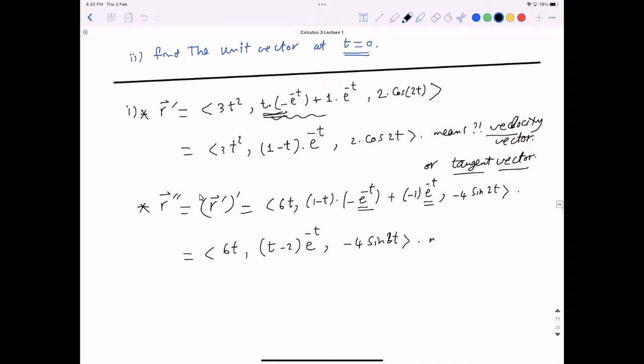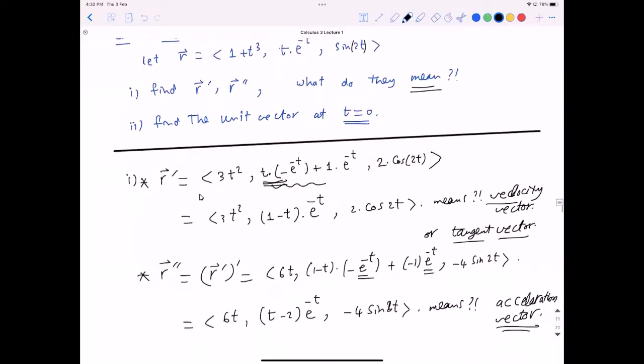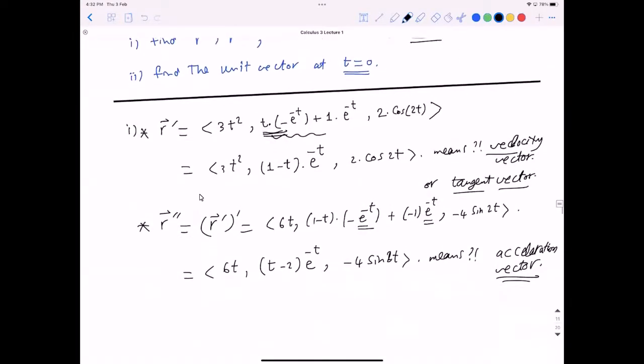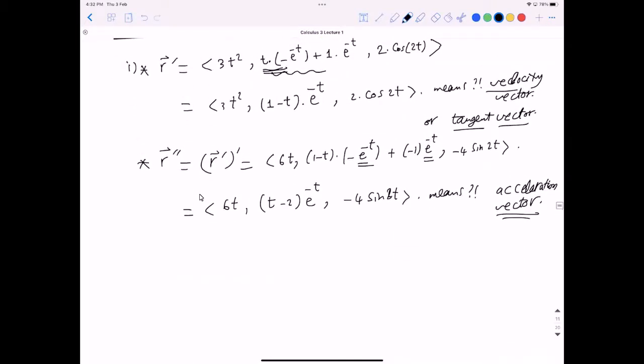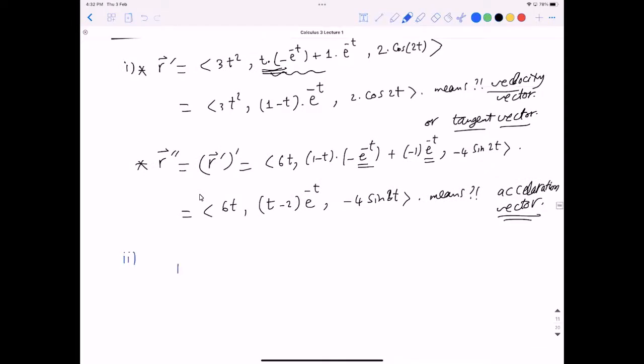Meaning acceleration vector. This is what we learned today. Find the unit vector at t equals 0. The unit vector is r prime.